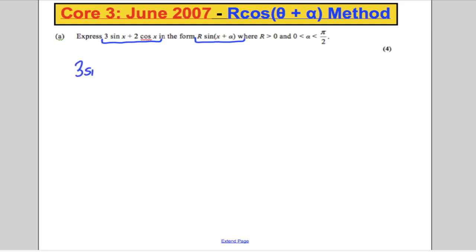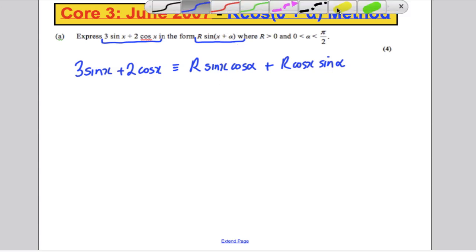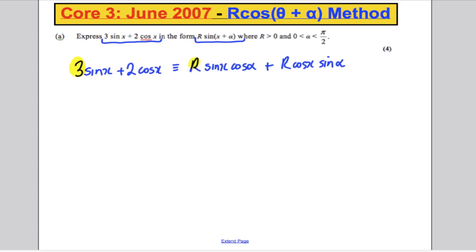So as always we write 3 sin x plus 2 cos x is identical to, if we expand out the sine one, it's slightly different. It would be R sin x cos alpha plus R cos x sin alpha. Okay, and that expansion of sin(A + B) is given in the formula booklet. As always, we compare. We know that 3 must be therefore R cos alpha, and we know that 2 must be equal to R sin alpha.